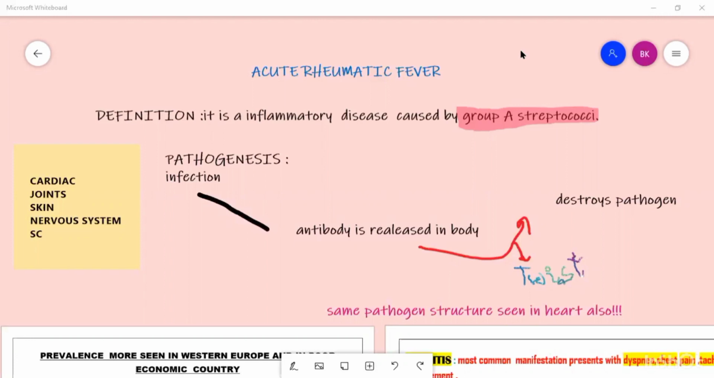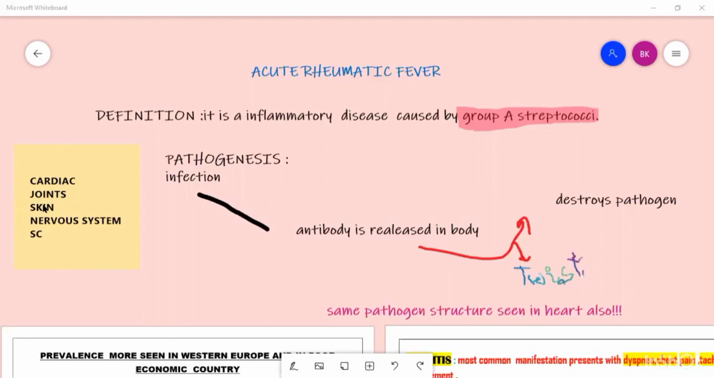Now, coming to where you see acute rheumatic fever. Basically, it is seen in the cardiac muscle, that is the heart, joints, skin, nervous system, and subcutaneous tissue. As you know, group A streptococci affects these areas very prominently. Why? The reason is that the antigen, the structure of the streptococci, and the structure of these areas are similar. Okay, that is the reason you will find the effect on these sites.